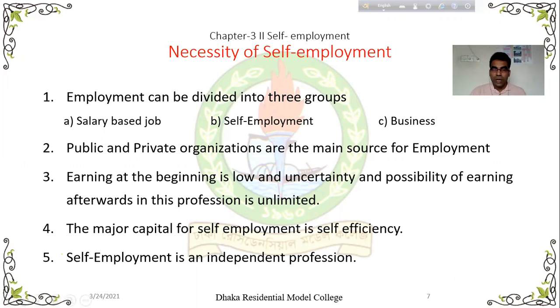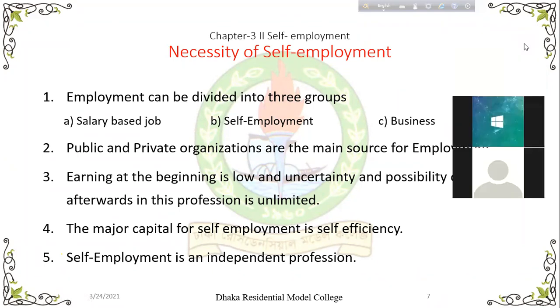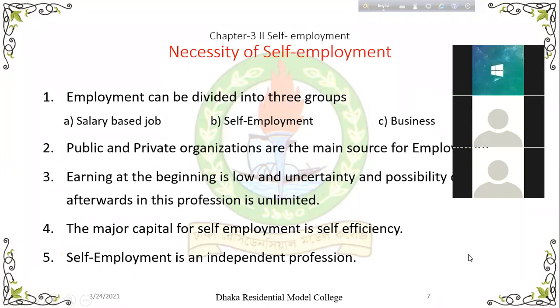Then the major capital for self-employment is self-efficiency. A most important question: what is the major capital for self-employment? Tahsin, tell me, what is the major capital for self-employment? Yes, sir. Sir, self-efficiency. Right, efficiency. This is the major capital for self-employment.